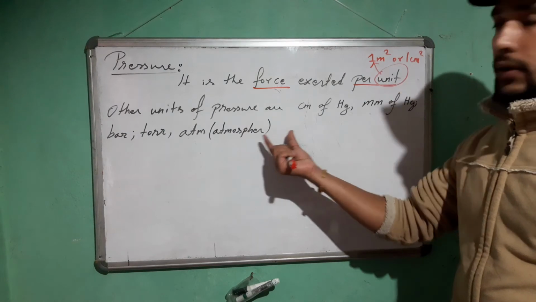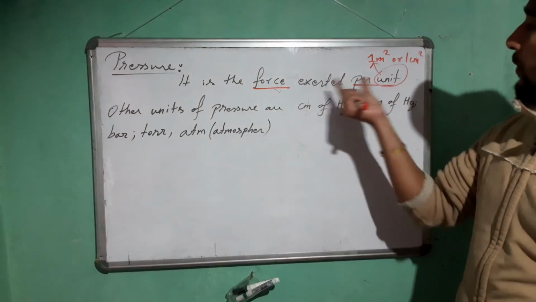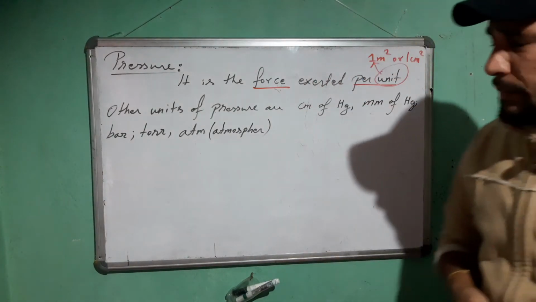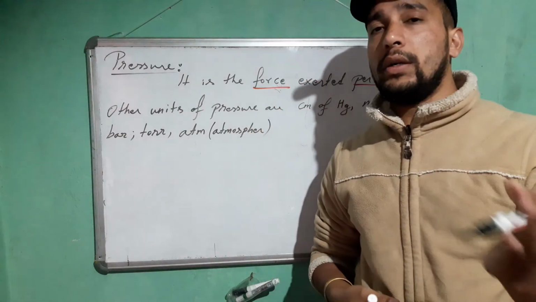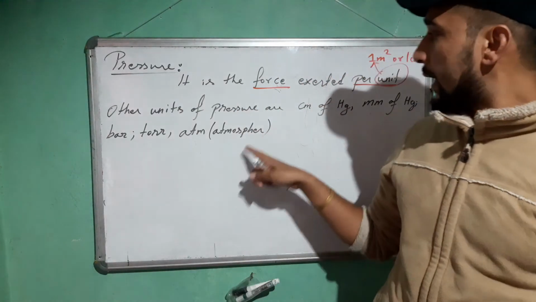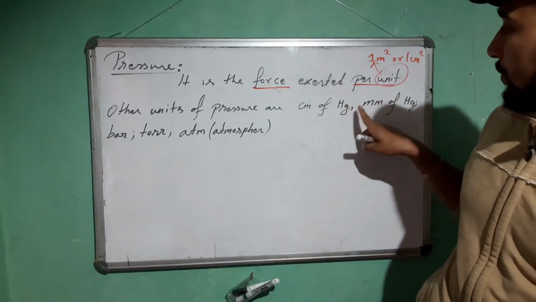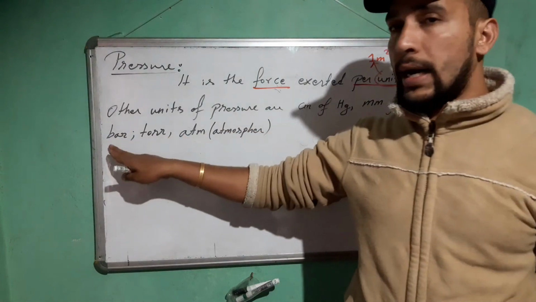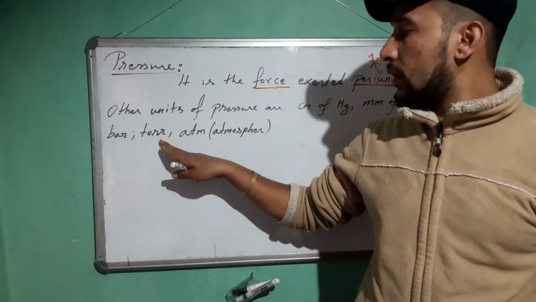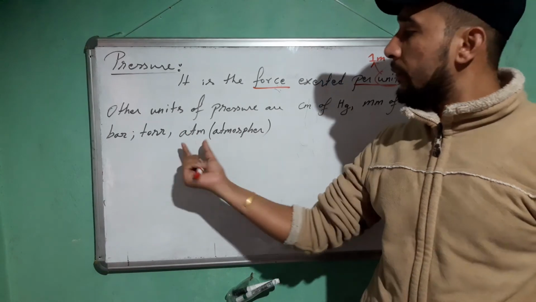Other than this, there are some other units of pressure also. So just remember this. The SI unit of pressure is Pascal or Newton per meter square, and some other units are centimeter of Hg, millimeter of Hg, bar, torr, and atmosphere, ATM.